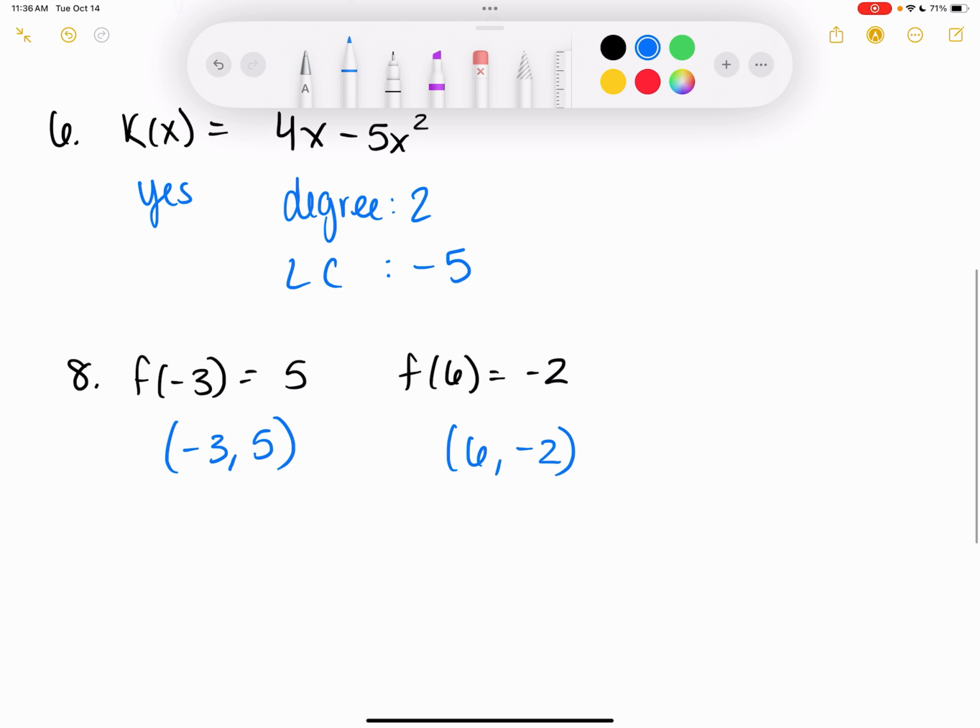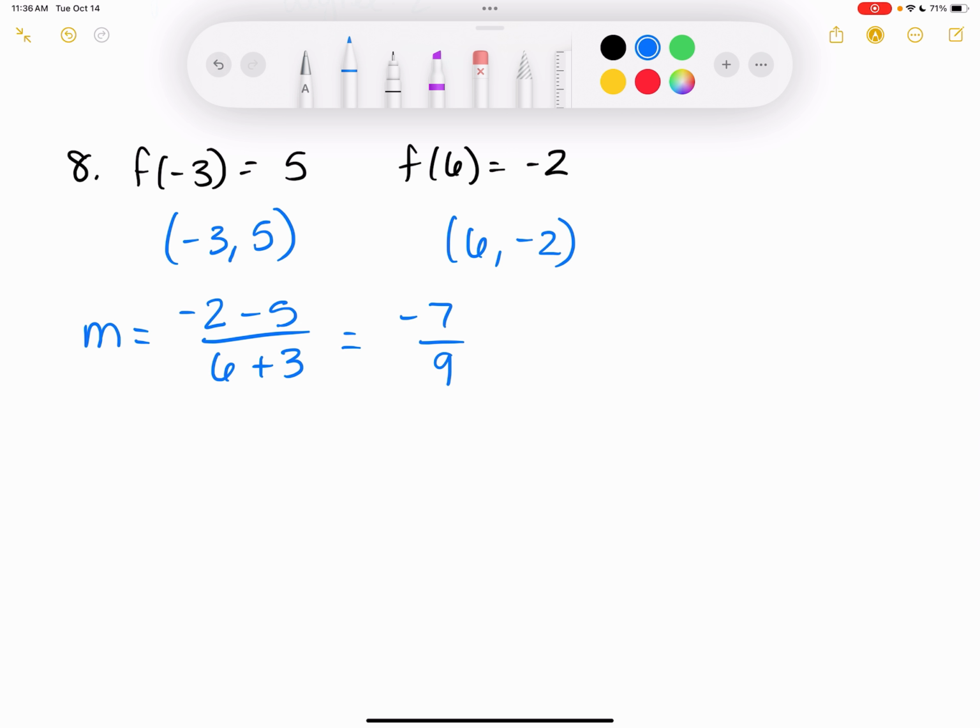So how do I find slope? y2 minus y1 over x2 minus x1. -2 minus 5 over 6 minus the negative, plus 3. So I have -7 over 9. You'll get the same thing if you flip them as long as you're consistent. Then you can choose either of these points to do point slope form with. So we've got y minus 5 is equal to -7 over 9 times x plus 3.